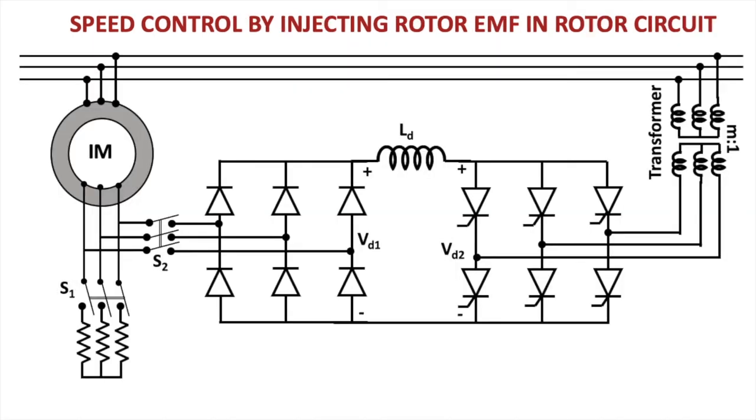Now the last method is the speed control by injecting rotor EMF in the rotor circuit. Now as you all know that when the rotor rotates, the rotor EMF comes down to a very small value. So when we want to inject the rotor EMF, the rotor EMF should be in the same frequency as the EMF of the rotor. So what is the methodology?